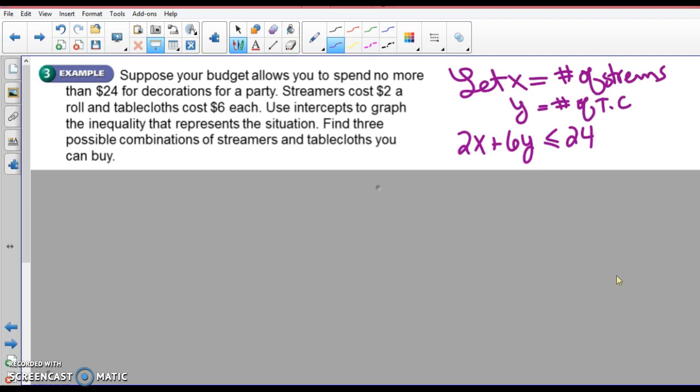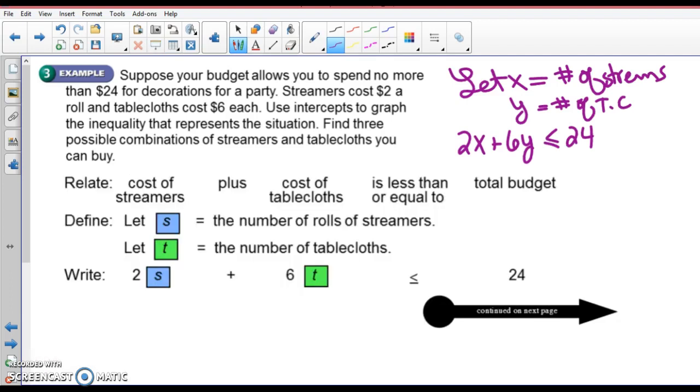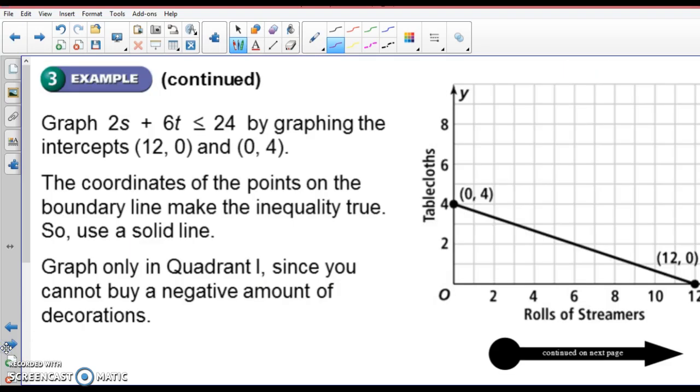So, if I want to graph that using my intercepts, I'm going to call this x and y. I think it just makes more sense. If I put 0 in for y, x will be 12. And if I put 0 in for x, y will be 4. So, I'm going to graph this. Streamers are the x and tablecloths are on the y.